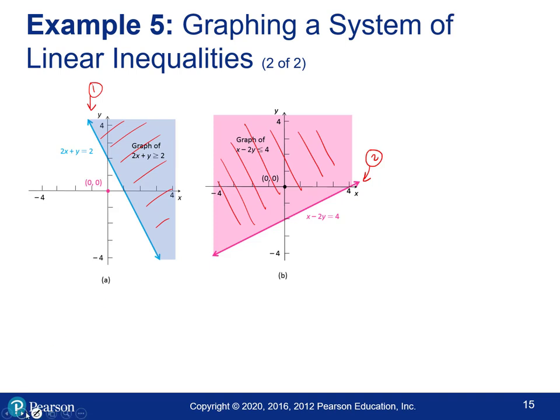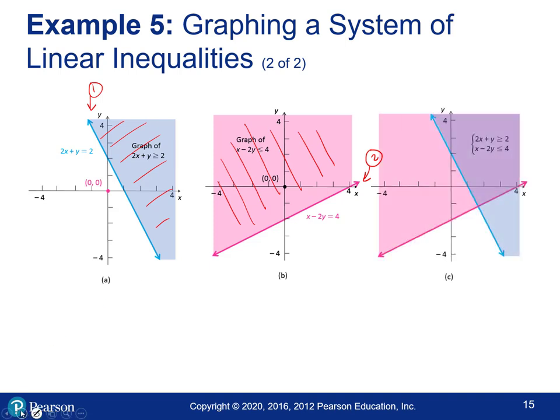And then for the system, we want to put these together. So we want to graph both inequalities on the same coordinate plane, including their shading, and then that's the answer we're looking for. We are looking for this region right here that satisfies both inequalities where the shading overlaps. So this is the solution to the system.